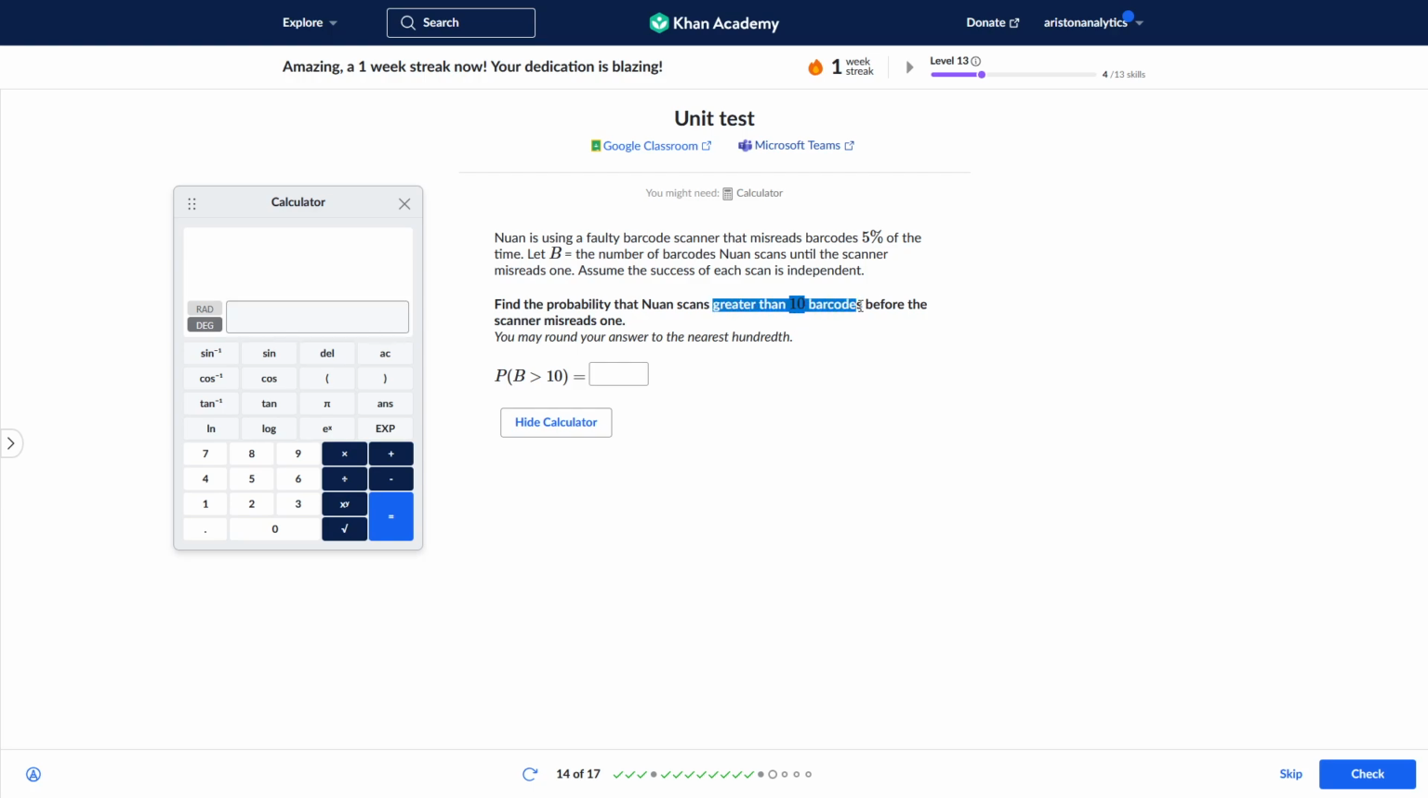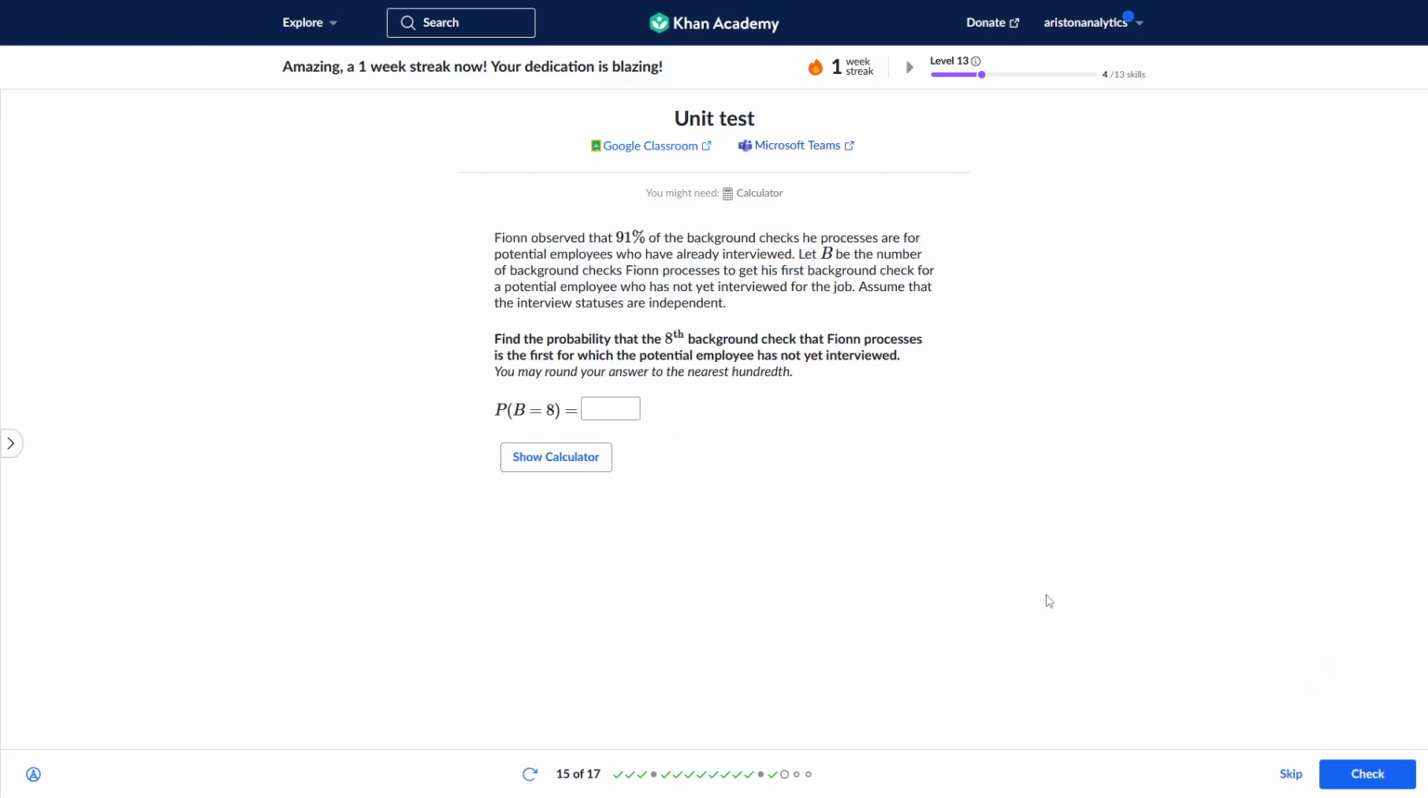Greater than 10 barcodes before it misreads one. So it does not misread one for the first 10. So 0.95 times 10? Oh, not times, the power of 10. Oh, bada bing, bada boo.